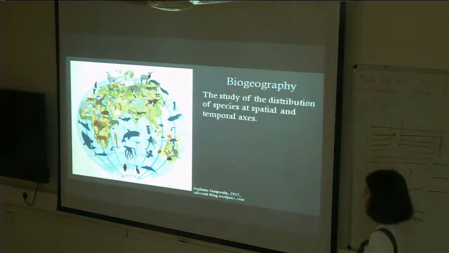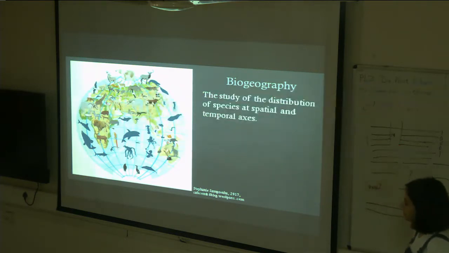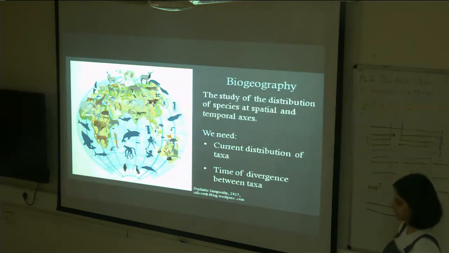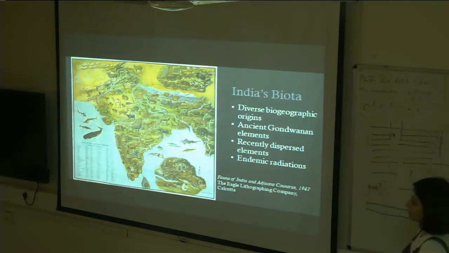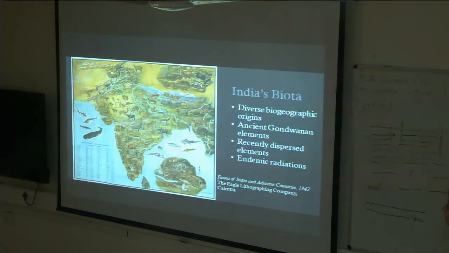from Praveen's talk, you now know that biogeography is the study of species along a spatial and temporal axis. To explore the biogeography of a group, we need two key pieces of information: the current distribution of the taxa in the landmass and the time of divergence between those taxa. And from a lot of studies in our lab and from other studies in India, we know that India's biota is composed of groups of diverse biogeographic origins.